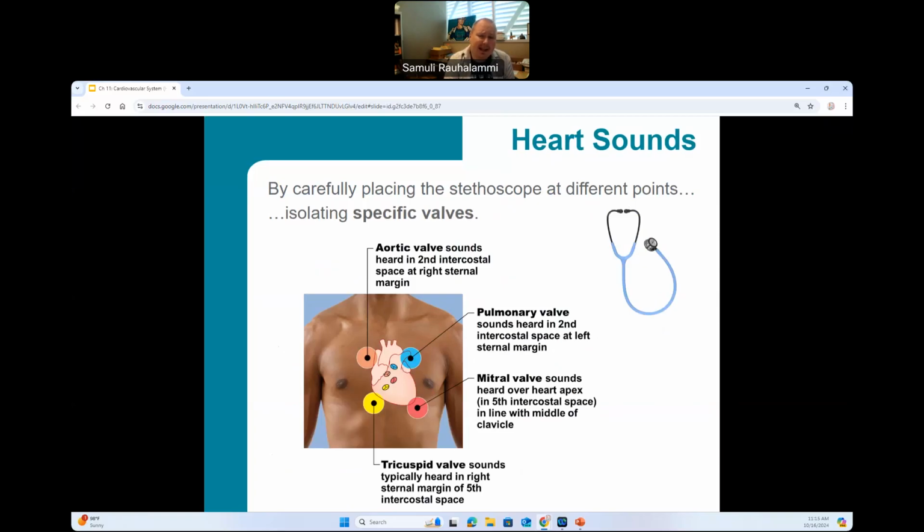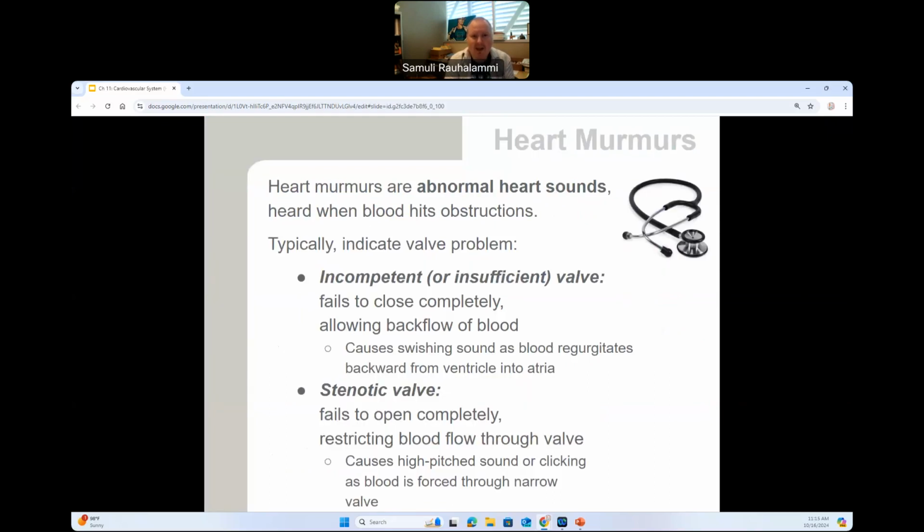And as the next thing that I wanted to discuss, I wanted to talk a little bit about various issues with heart valves. So let's look at the abnormal heart sounds and what they tell us about the valves. So we typically hear these when the blood hits an obstruction on its path. And typically this is indicative of a heart valve problem.